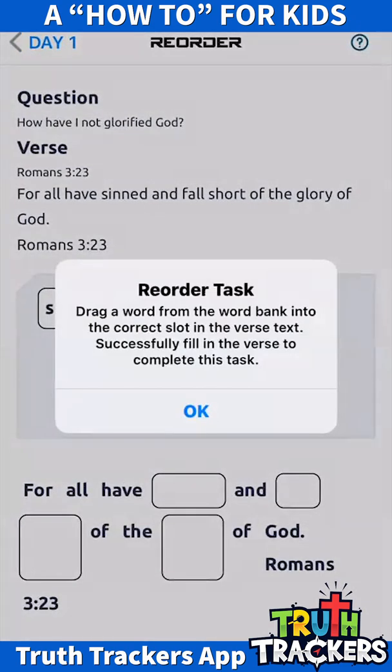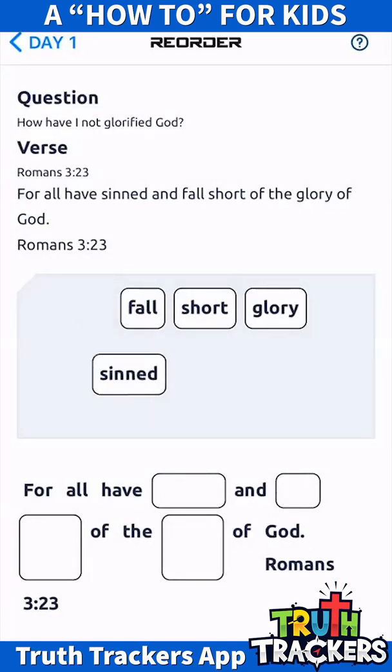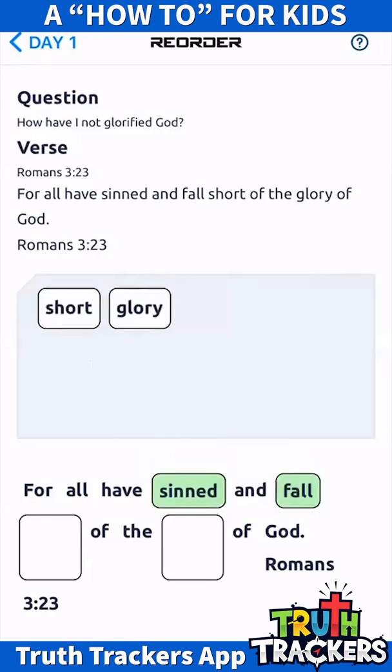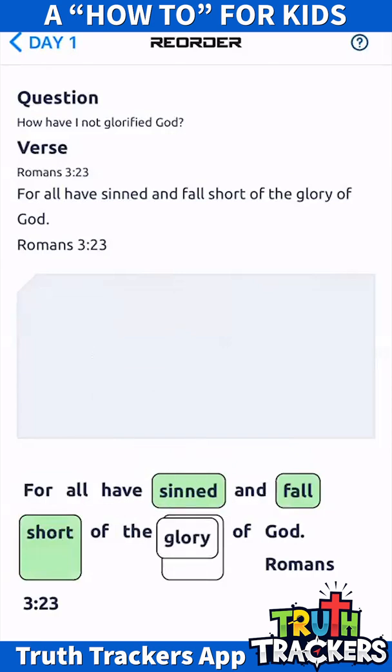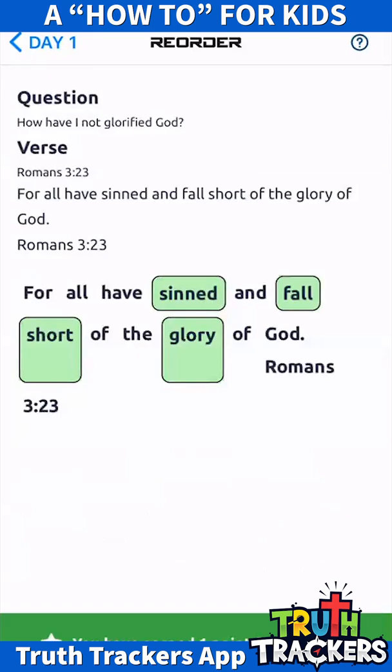Then I can go to the next task, which is the reorder task. In the reorder task, I drag a word from the word bank into the correct slot in the verse. So I want to say my question, how have I not glorified God? For all have sinned. I drag it down like that and fall short of the glory of God. Once I'm done with that, then I earn 1 point.